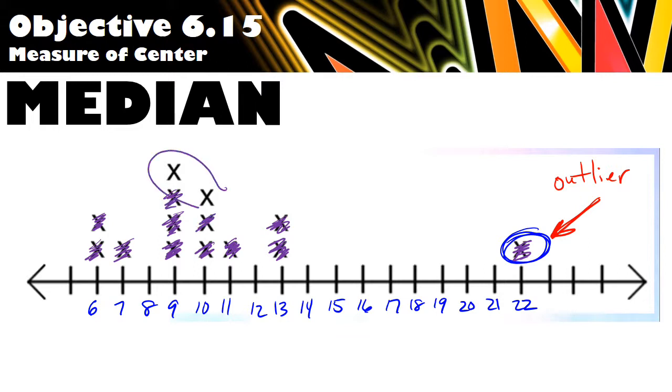And now we're left with two values. So we're left with 9 and 10. So we're going to add these together. 9 plus 10 equals 19. And when we divide by 2, it equals 9.5. And so our median value here for our data set is 9.5.